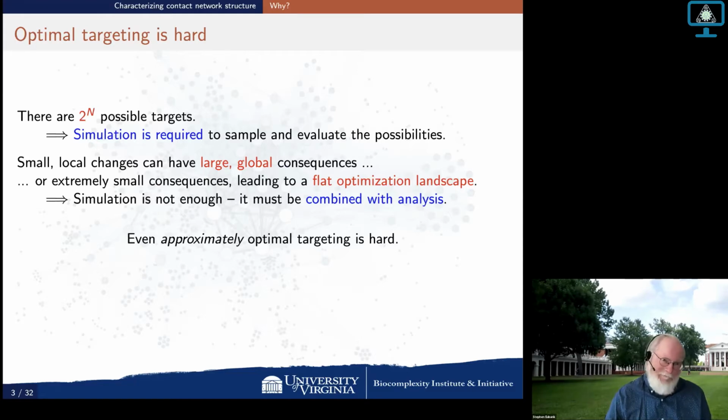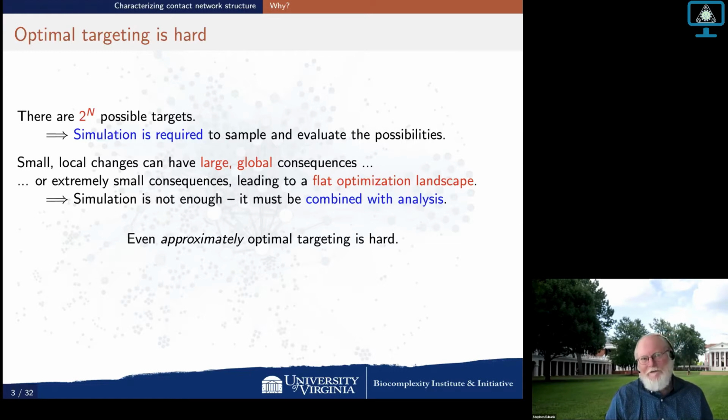On the other hand, 2 features of the problem that are very important are that a small local change in the network can have global consequences that are very large across the whole network. Although it has to be admitted that sometimes a small local change has an extremely small consequence. So when you're doing an optimization of an intervention, you have to deal with what's usually a very, very flat landscape that has deep holes in it at places that you don't know ahead of time. And to my mind, this means that simulation itself, although it's required, it's not enough. You have to combine it with analysis, or you just won't get the right optimum.